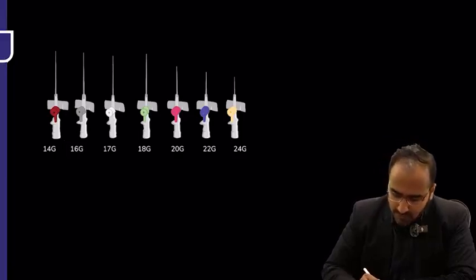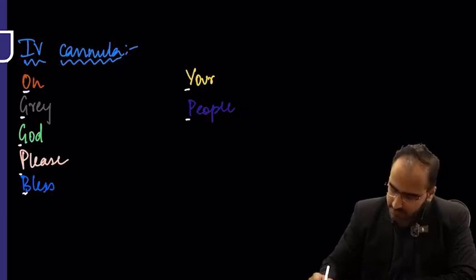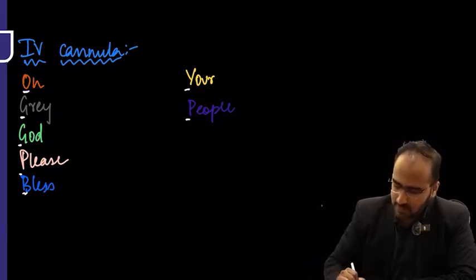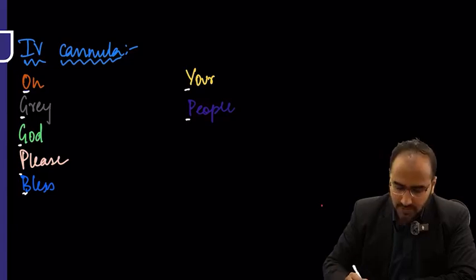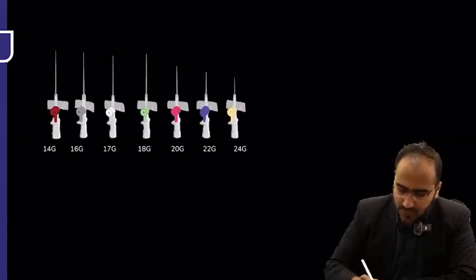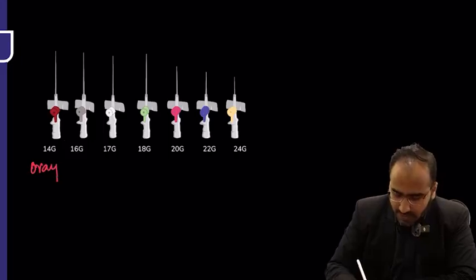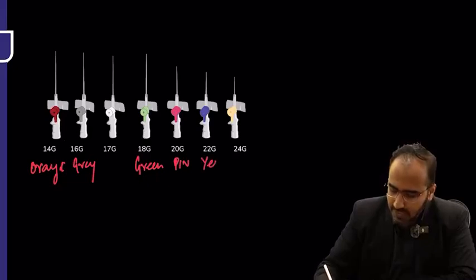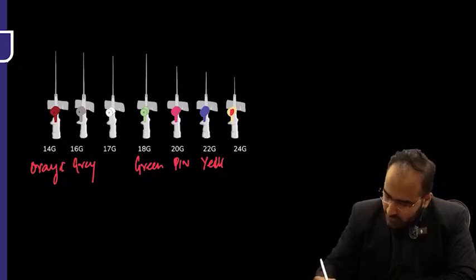Now guys, what we need to remember regarding the IV cannula, just look over here. There is a mnemonic to remember the color of the IV cannula as well as the purpose of using IV cannula. Okay? So remember guys, first of all, look at this picture. 14 gauge is what color, guys? Orange color cannula. 16 is grey color. 18 is green color. 20 is pink color. 22 is yellow color.